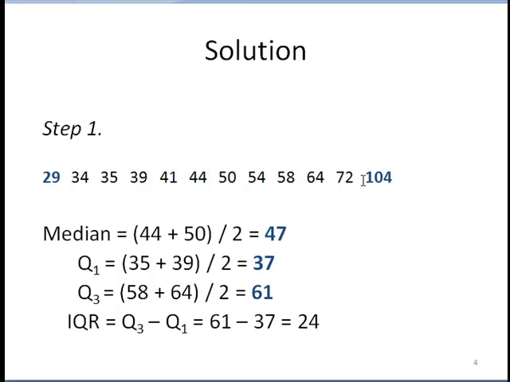Now the question arises, is 104 an outlier? It is certainly separated a lot from the next lowest annual income. On the next slide, we'll learn how to test for outliers. The test will involve the interquartile range, or the difference between Q3 and Q1. So we calculated it here. The interquartile range is 24, or $24,000.